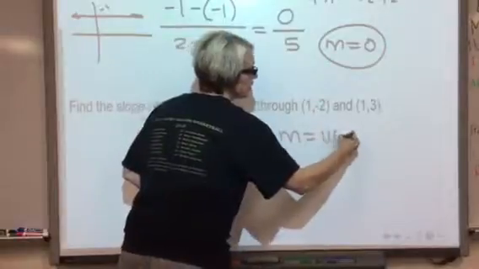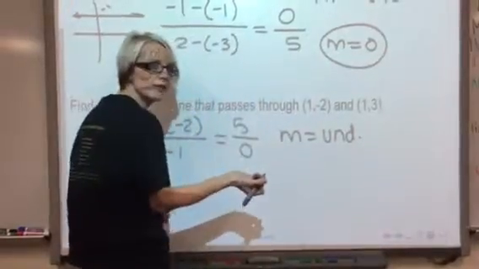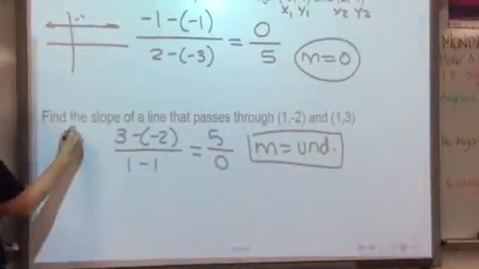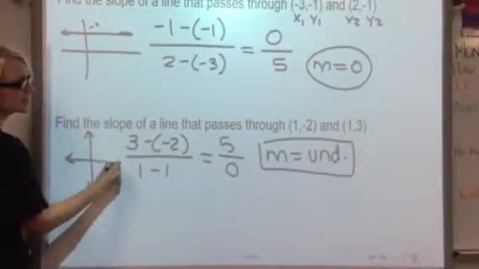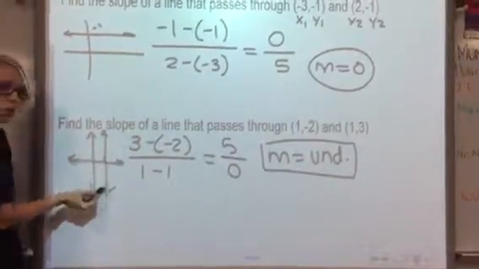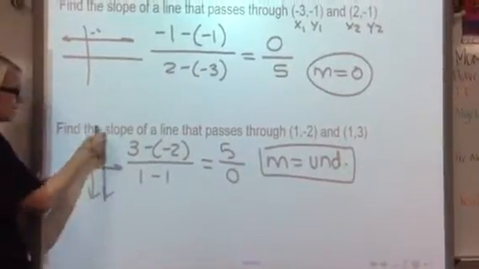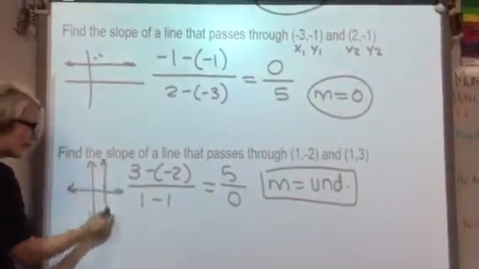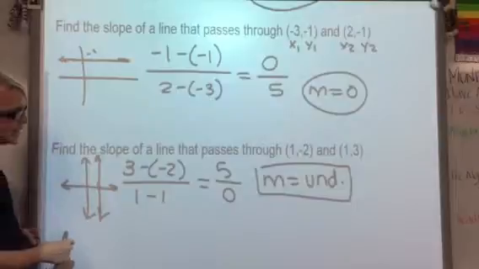This is what we call an undefined, and I just abbreviate UND for undefined. This is an undefined slope because this line is what we call vertical, and this is going to be vertical at 1. That means every single x coordinate is going to be a 1, and it is immeasurable. It's an undefined slope because you can't measure it. It doesn't have a rate.